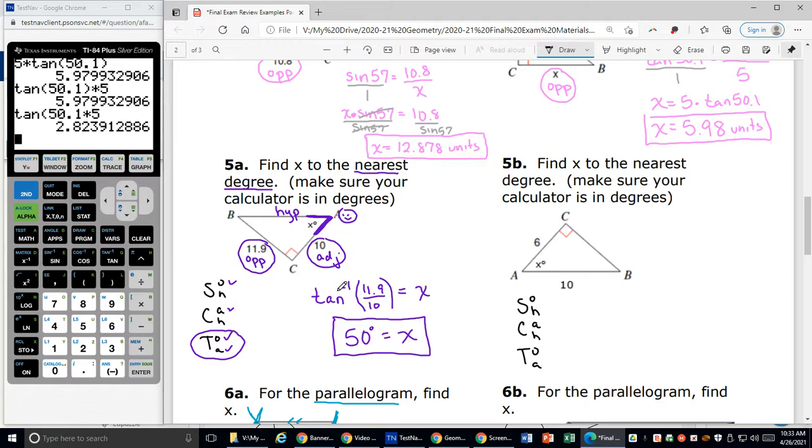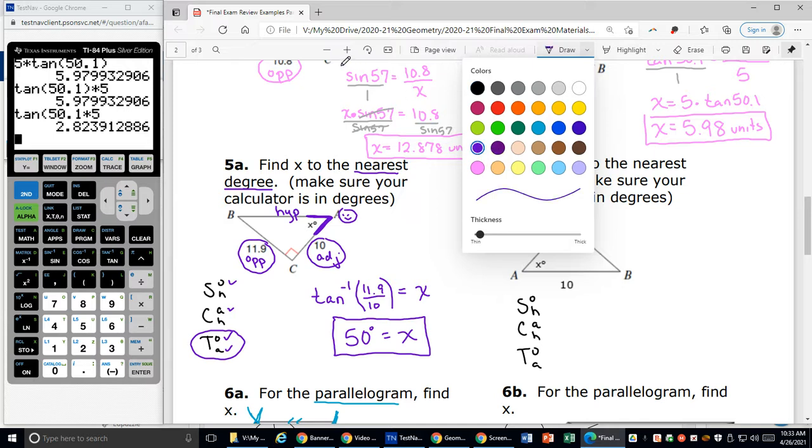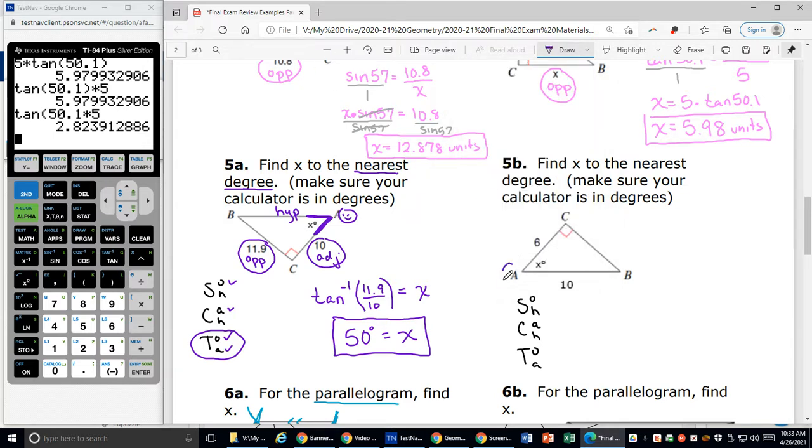And notice I used an inverse, so I know I'm going to be using inverse, but first I need to figure out which inverse I'm going to be using. So here's my smiley face at the angle x. Coming out of that angle is the hypotenuse and an adjacent side. The hypotenuse is across from the right angle, which means 6 is adjacent, and all the way on the opposite side is the opposite side.